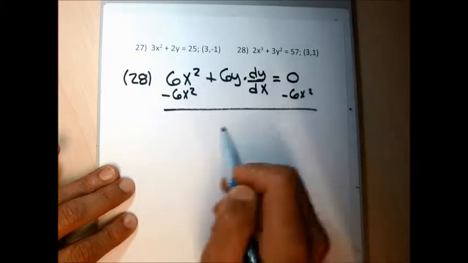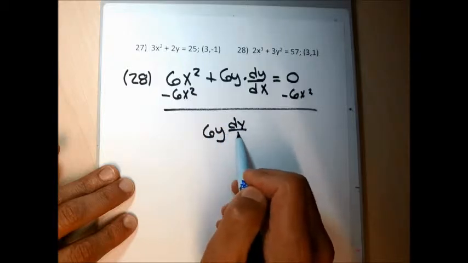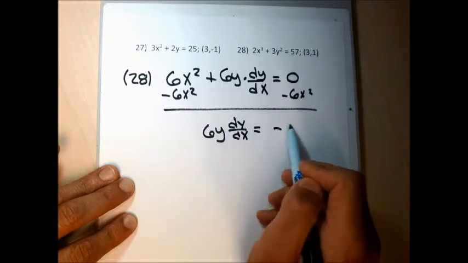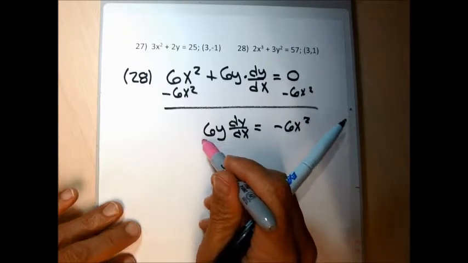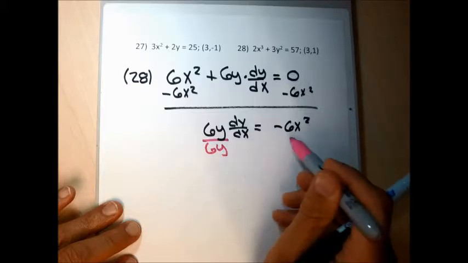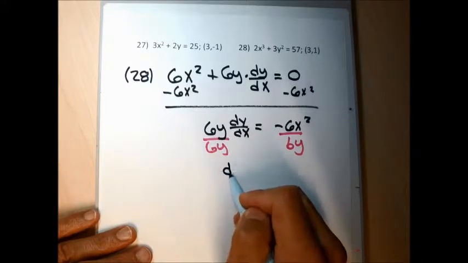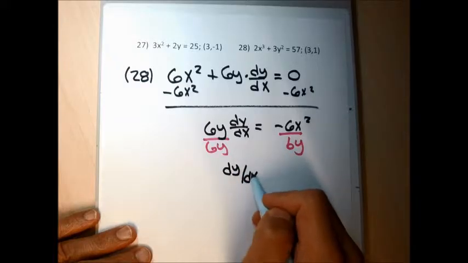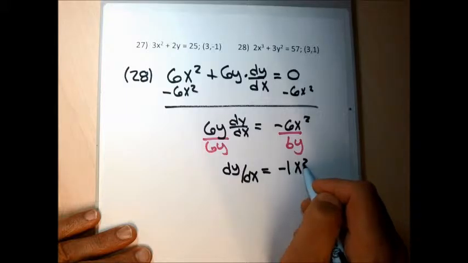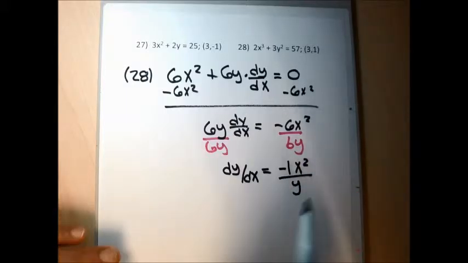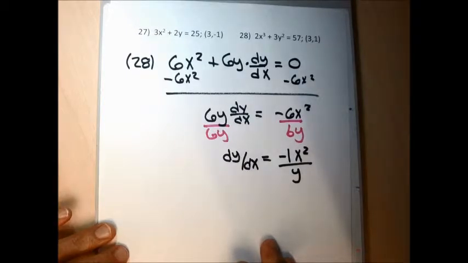When I do that, I get 6y dy/dx equals minus 6x squared. Now I'm going to divide both sides by 6y, and I'm going to have my derivative, my dy/dx. It's real similar to the last derivative. I'm going to cancel the 6's and leave a negative 1. So the derivative is negative 1x squared over y.